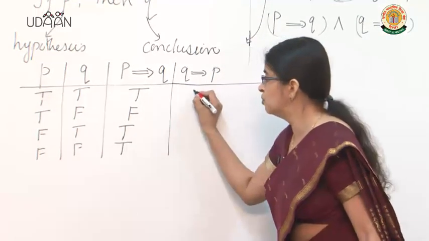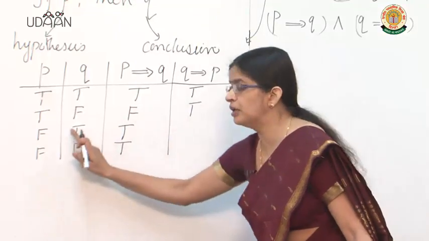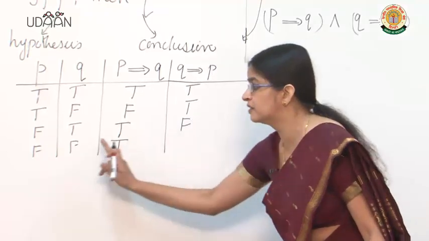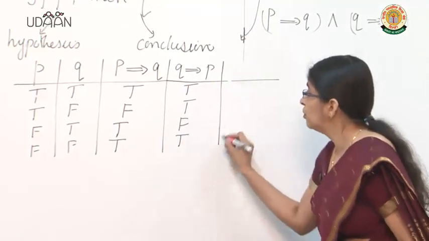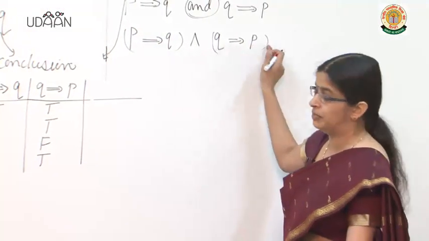True implies true, which is true. False implies true. True implies false. This is the only case when the conditional statement is false. False implies false, it is true. Now, we need to calculate P implies Q and Q implies P.